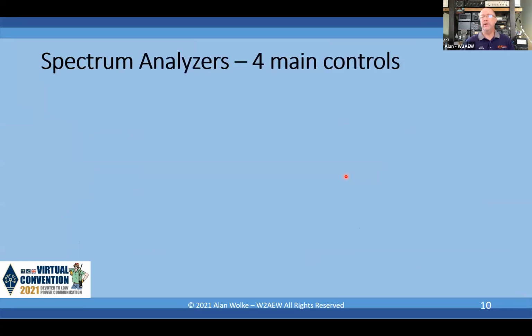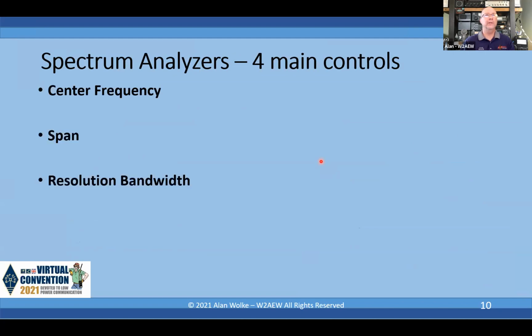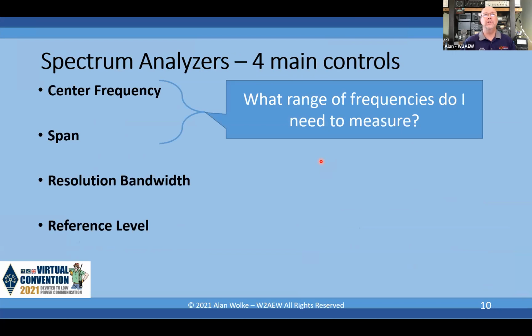So on a spectrum analyzer, even though there are a lot of buttons on them typically, there's really only 4 main controls, and that's center frequency, span, resolution bandwidth, and reference level. Those are your 4 biggies that you have on a spectrum analyzer. Obviously the center frequency and span allow you to determine what range of frequencies you want to measure. Another way to define that is by start and stop frequency, whichever is convenient for what you're trying to do.